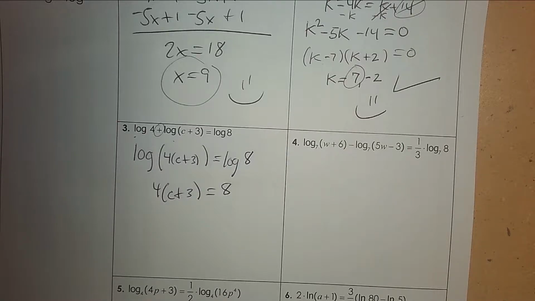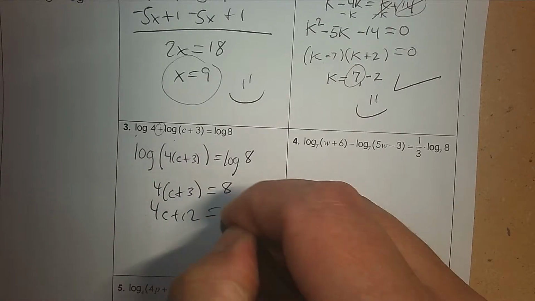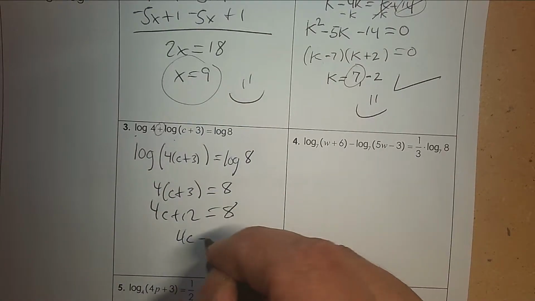What type of equation is this? Is it linear or quadratic? It's linear because the degree is 1. So that means I just have to distribute, combine like terms, get c by itself, and we're good. So 4c plus 12 equals 8. Subtract 12, and then divide.